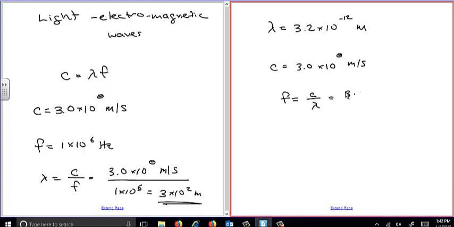So you get 3.0 times 10 to the 8th meters per second divided by lambda, which is 3.2 times 10 to the minus 12th. So again, if you take 3 divided by 3.2, you get 0.938. And here you have 10 to the 8th divided by 10 to the negative 12th. So that's 10 to the 20th power.